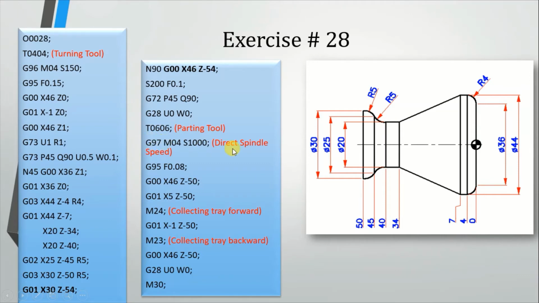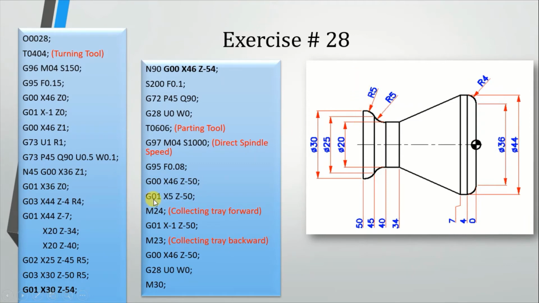It means direct spindle speed, M04, and this is the RPM. Now the tool will be anywhere, the RPM will be 1000. Now G95, also G95 F0.08, we will use less feed, not like the turning tool where we used more feed. And then G00 X46 Z-50, the tool will come here, X46 Z-50, exactly in the same line.